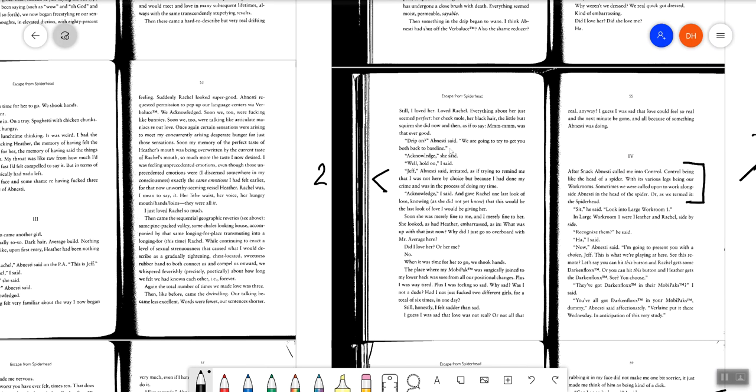It says, "Jeff," Abnesti said, irritated as if trying to remind me that I was not here by choice, but because I had done my crime and was in the process of doing my time. Okay, so now we know he's a criminal. All of a sudden, it's clear that this is some kind of research facility, with experiments being conducted on prisoners, okay? So these people aren't here of their free will, they're being held.